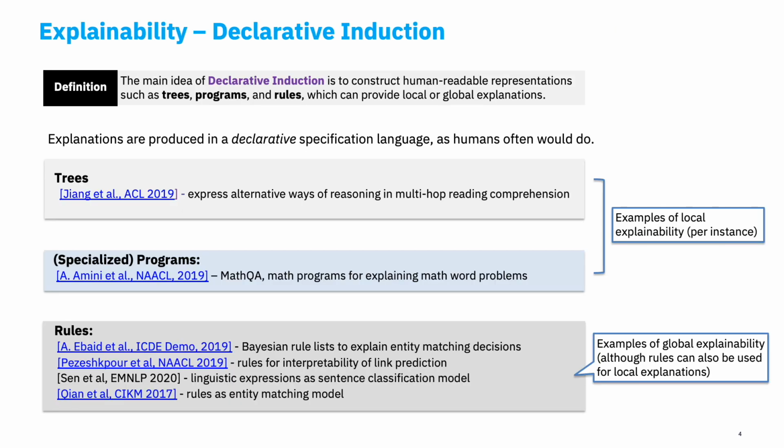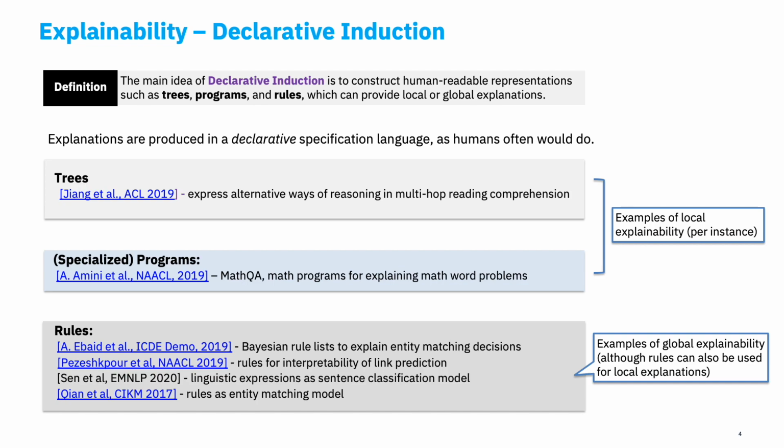We now turn our attention to explanations via declarative induction. The main idea of declarative induction is to construct human-readable representations such as trees, programs, and rules, which can provide local or global explanations. We call this declarative induction because such explanations, trees, rules, programs, often fit into a declarative specification language, which humans can understand and manipulate.